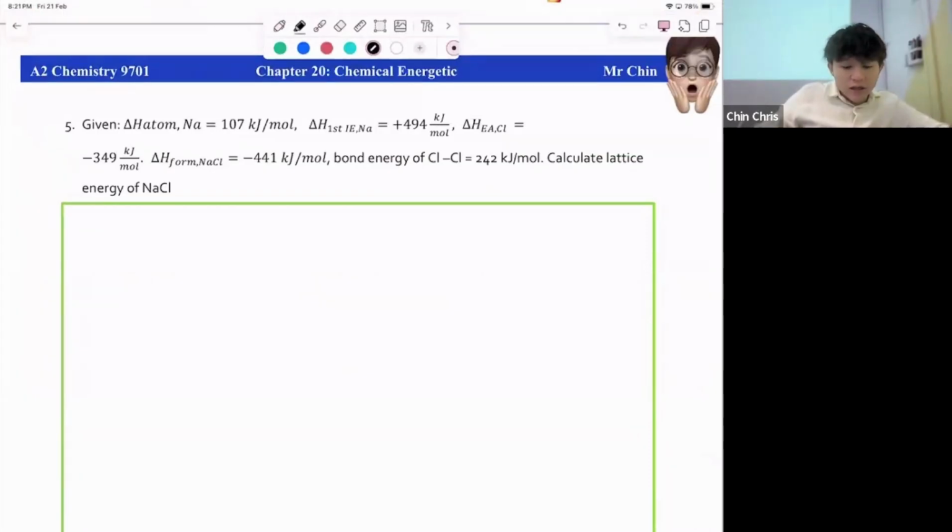Alright, given that delta H atomization of sodium is 107, first ionization energy of Na is 494, then EA of Cl is negative 349, formation is negative 441, bond energy is this much. And I want you guys to calculate the lattice energy of NaCl. Okay, so a minute, I'll wait for the 2 kids to come back. Then I'll continue. You guys can read the question first.